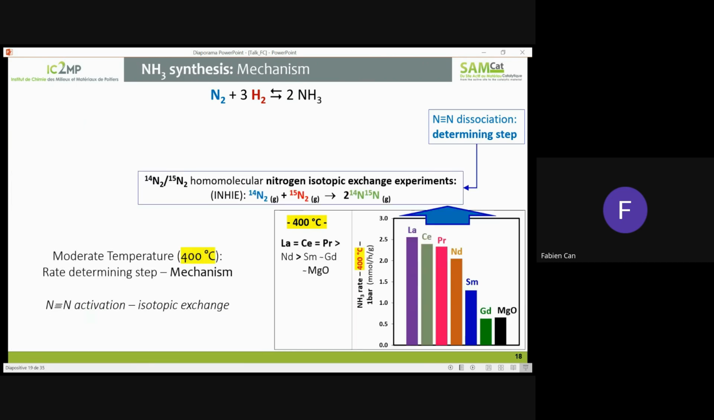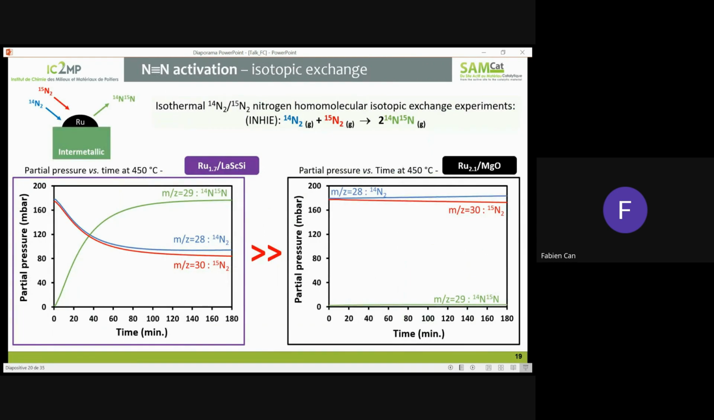So let's first study the mechanism at 400 degrees C. The results are presented here. We inject N2 14 and N2 15, and we want to produce 14-15 N2. This is the result that we have in the graph here. We can first begin by discussing the graph on the right of the slide. It is about the reference MgO sample. It's very easy to explain this graph because nothing happened.